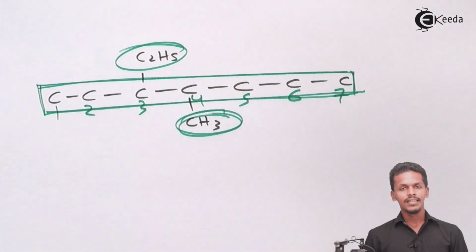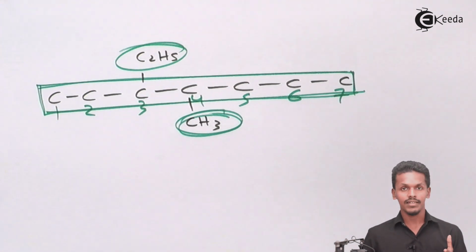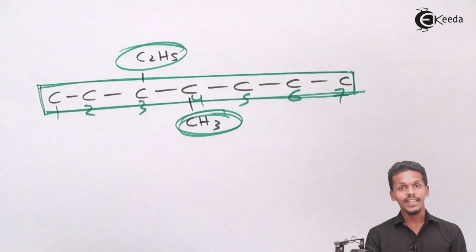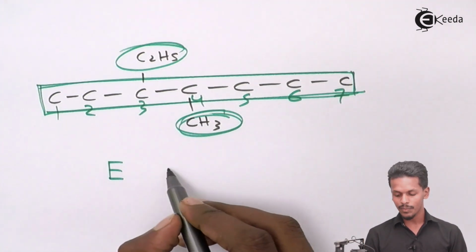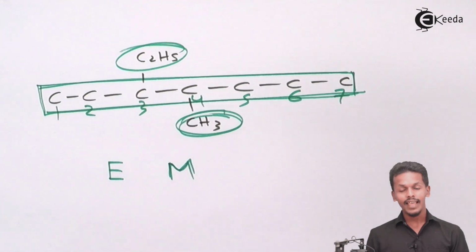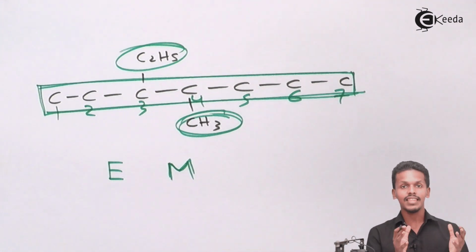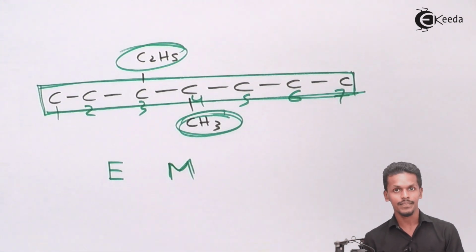So now the naming will be in alphabetical order. As you could see, this is the ethyl group that has been attached, and ethyl starts with the alphabet E. While on the 4th position methyl has been attached, so methyl starts with the alphabet M. So therefore we should name in alphabetical order. So while naming this, the ethyl group will come first, and after that the methyl group will be there.